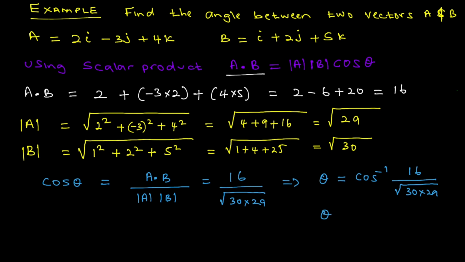So theta will be 57 degrees 9 minutes. So that's the angle between the two vectors A and B, and that angle is 57 degrees 9 minutes.